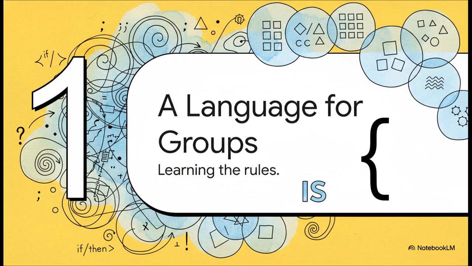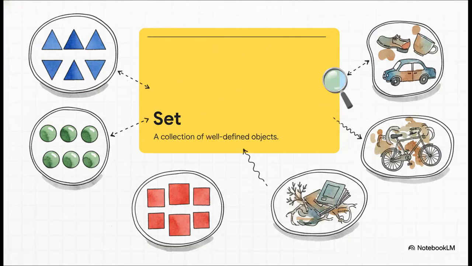Just like any language, this one has grammar, and we're going to start with the most important word of all. Okay, so what is a set, really? Put simply, it's a collection of well-defined objects. Now, the word collection, that's pretty straightforward, but that other part, well-defined, that's the key. It's the magic ingredient that turns a random list into a proper mathematical set.